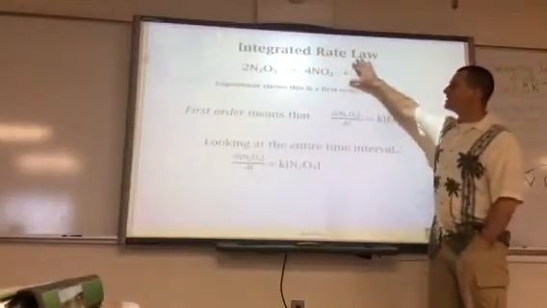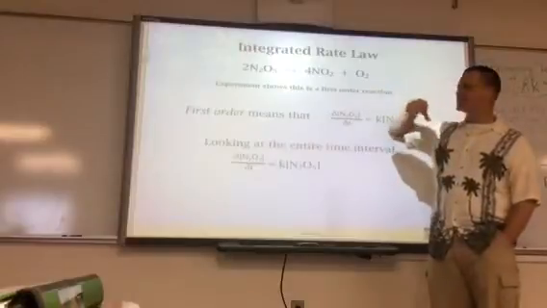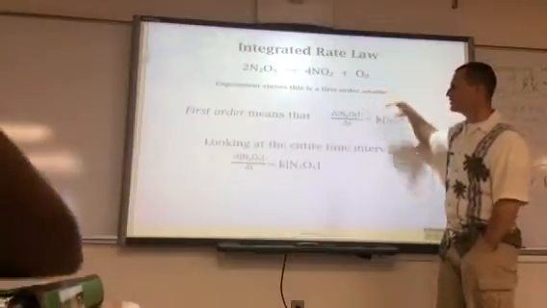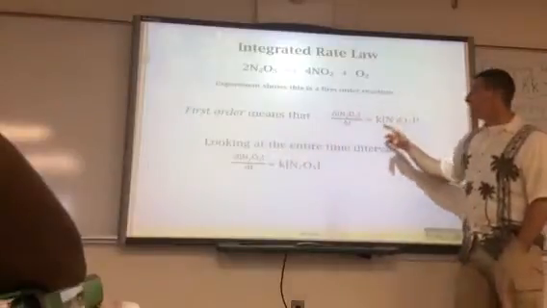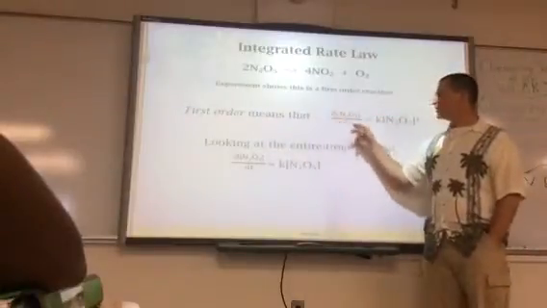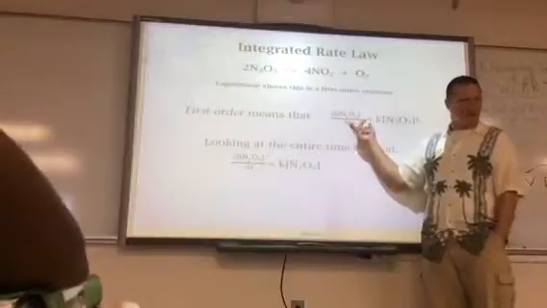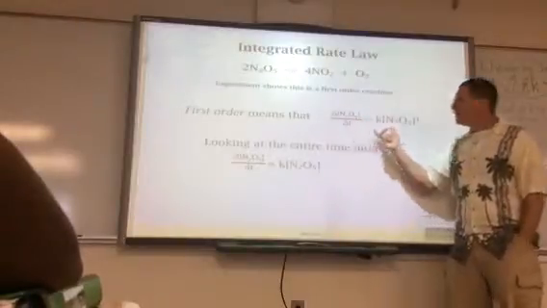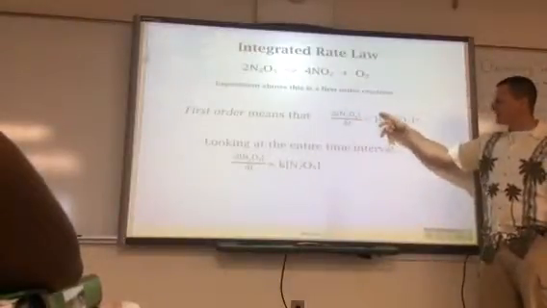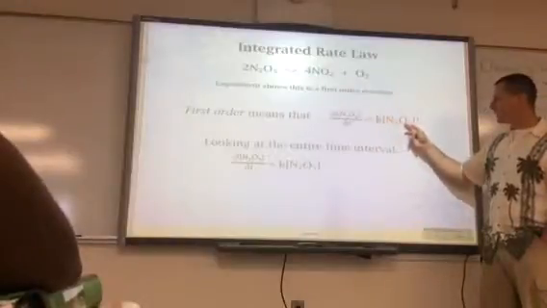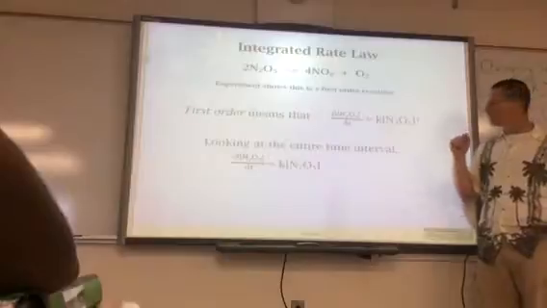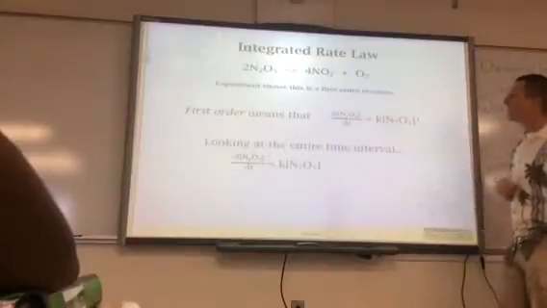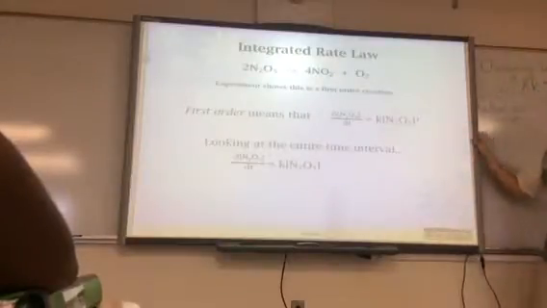Now, don't write what's at the top because it's just carried over from the previous slide. We've got this chemical equation, experiment shows it's first order. What first order means is this, that the rate, which is the change in the reactant over time, that's what the rate is defined as, is equal to some constant k times the reactant concentration to the first power. That's what first order means, the exponent on the concentration is a 1.